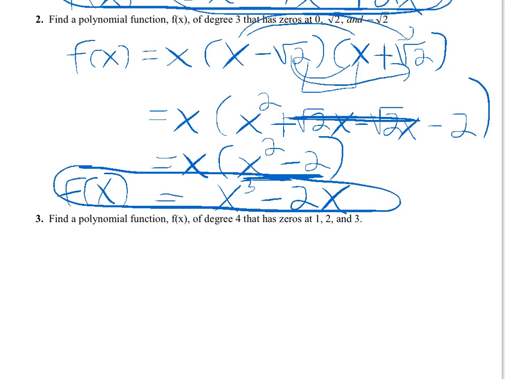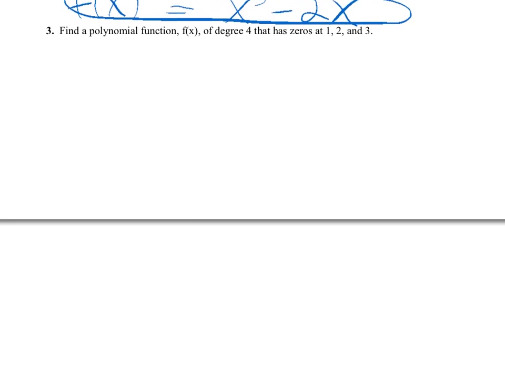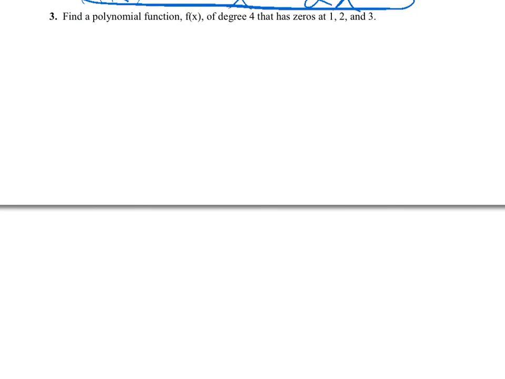Okay, let's move on to number 3. Very last one here. Now, it's going to be a little bit more difficult because the degree is higher. The degree is 4. So you're going to have to multiply more terms. And the other thing is we're only given 3 zeros. So there's going to be 3 different answers for this. You only have to have one. Okay, let's first get the factors.